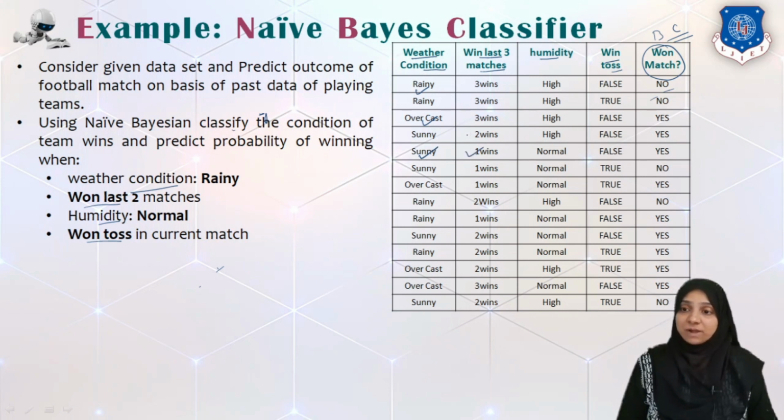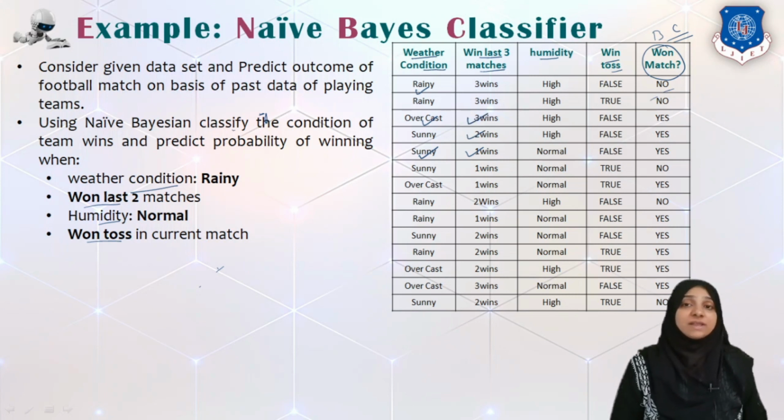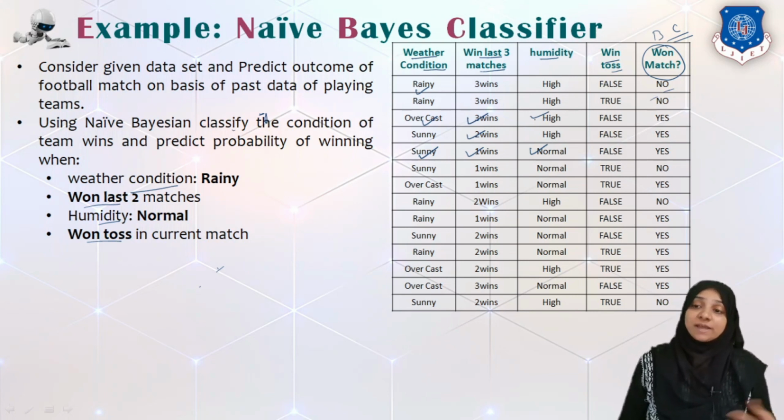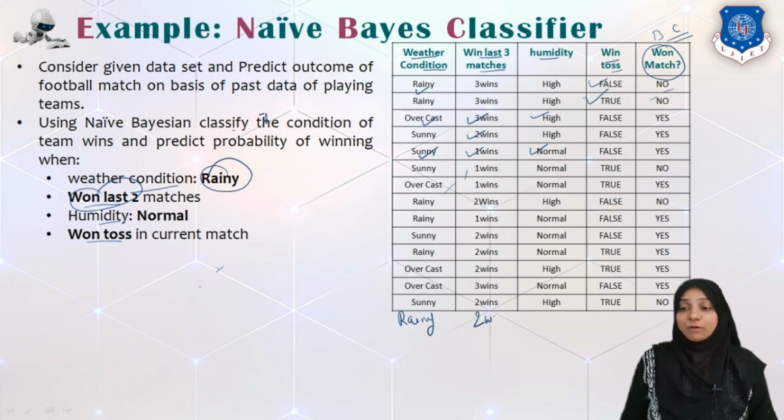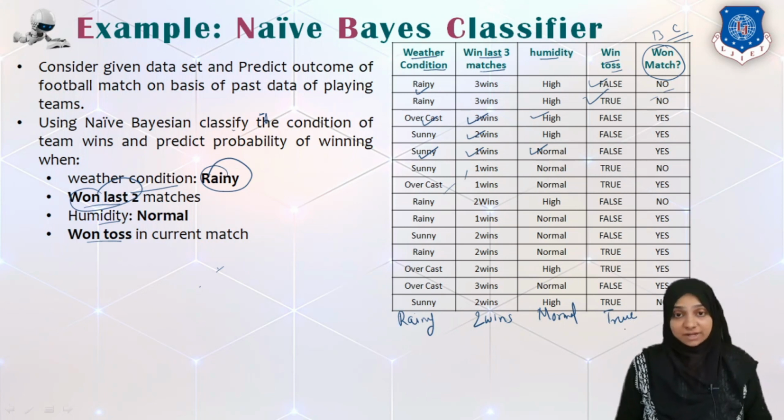Somewhere they have won only 1 match, 2 matches, or 3 matches in the past. Humidity level can be only of 2 types. Humidity can be high or it can be normal. Now the question is that we are given one concept: if weather condition is rainy and the team has won 2 matches, I would write it over here. If weather condition is rainy, they have won 2 matches in past. Currently humidity is normal and they have won the toss in the current match.